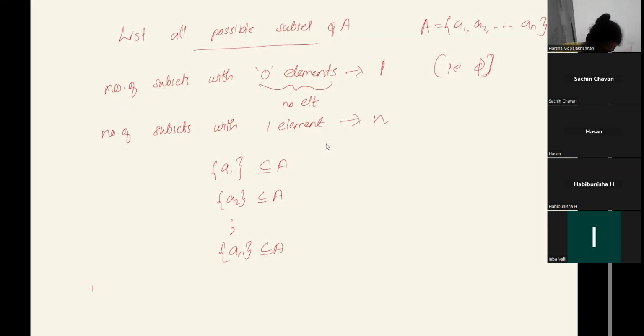Now, next is the number of subsets with two elements. Can anyone answer this? How many subsets are there with two elements?